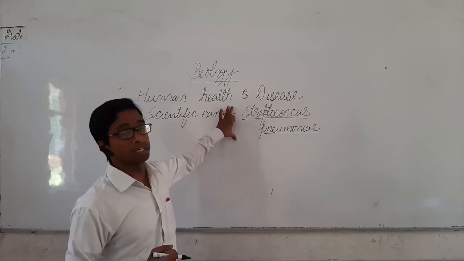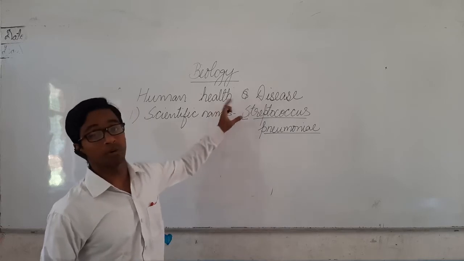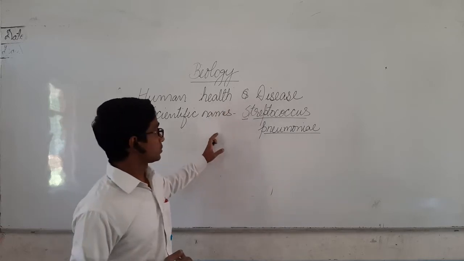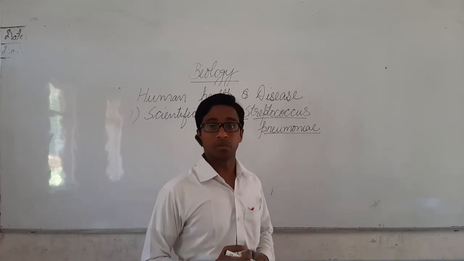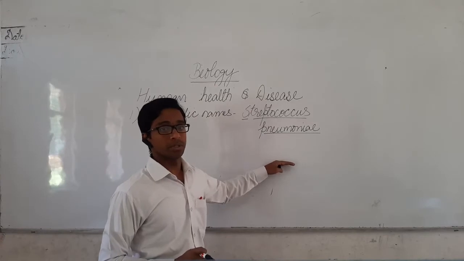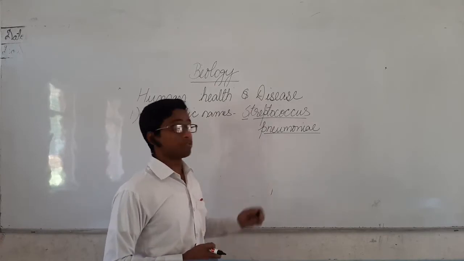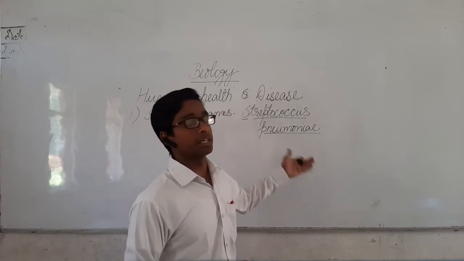If we are writing by computer, or writing a scientific name in typing form, in that case both the genus and specific name must be written in italics. There is no need of underlining the names. In typing form, we simply write the genus and specific name in italics.